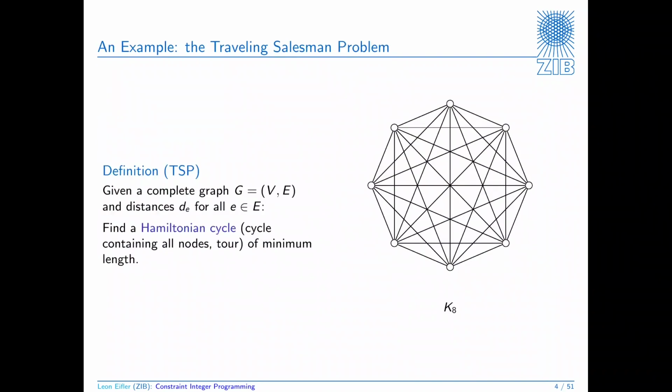For an example, I like to look at the traveling salesman problem. Many of you will already know it, and even if you don't, it's very easy to understand. The problem is, given a complete graph with distances on all edges, to find a Hamiltonian cycle or tour of minimum length. On the right here you see the complete graph with 8 nodes, and I have marked a tour for you here in red.